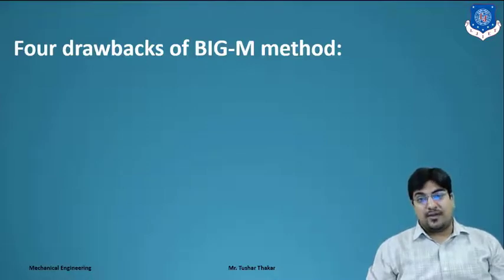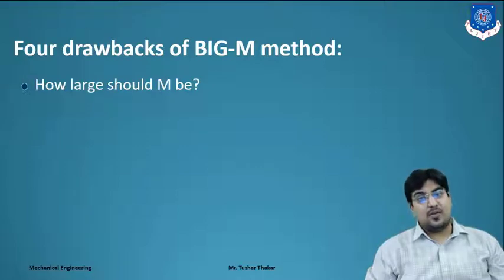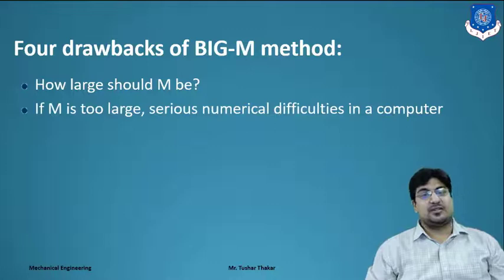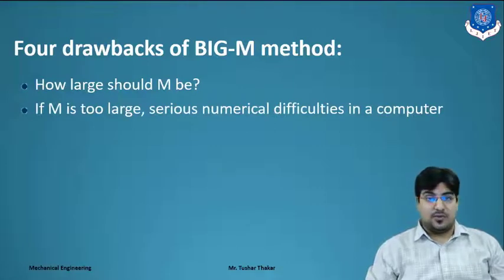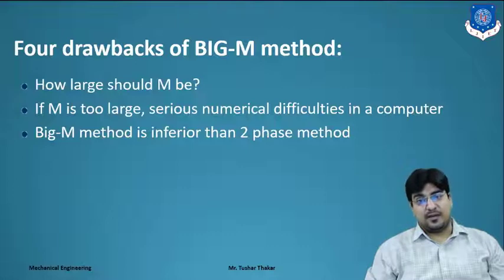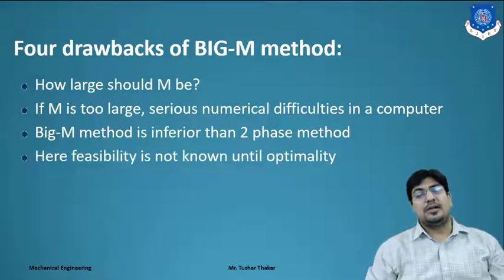Now the main four drawbacks of the big M method. First, how large should M be? Up to a large equation we have to introduce a large M, which adds complexity to the problem. Second, if M is too large, there are serious numerical difficulties in a computer. The big M method is inferior to the two-phase method, and the feasibility is not known until optimality. These are the four main drawbacks of the big M method.